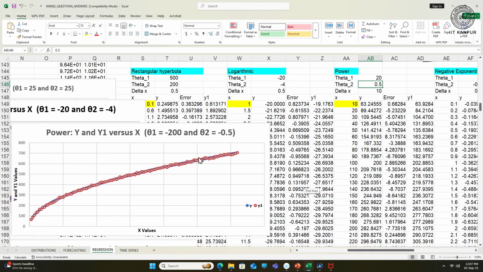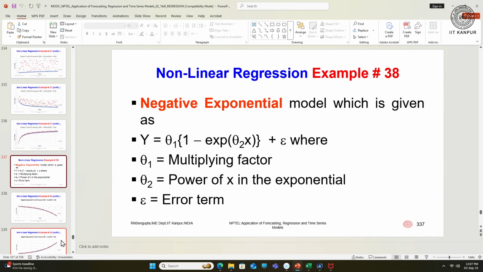So, if I go back, similarly you can do it for the logarithmic one and the rectangular hyperbolic one, but let us continue, there are more such nonlinear regression models to consider. Now, let us come to the negative exponential model, which is given as theta 1 into, in the bracket, 1 minus exponential theta 2 x, because the multiplying factor is 1 minus the exponential part, and obviously, there is an error term. Theta 1 is the multiplying factor, theta 2 is the power of x in the exponential term.